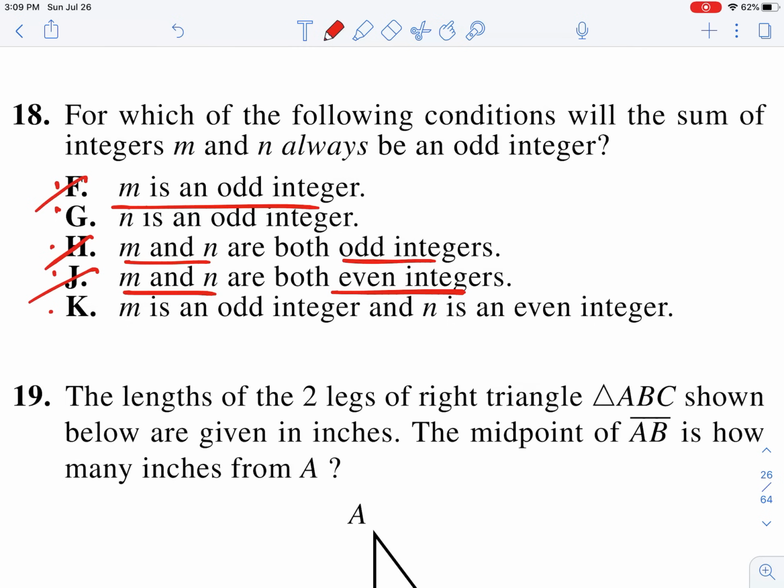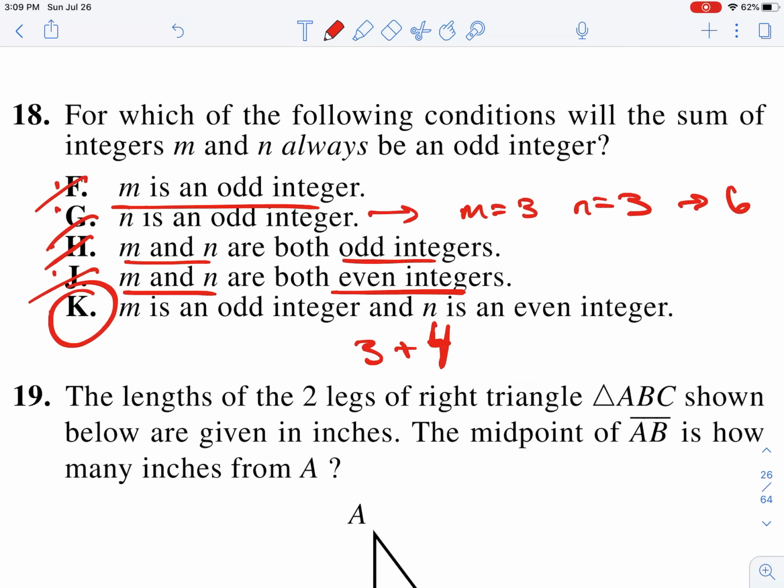I can do the same thing with g. Similar example. With g, I can make n odd. So I'll just make m equal 3 again, n equal 3. And again, we're going to end up getting 6. So this is out as well. Your answer is K, because you need to have one even plus one odd, plus even in this case, to always get an odd number. That's how that works, all right?